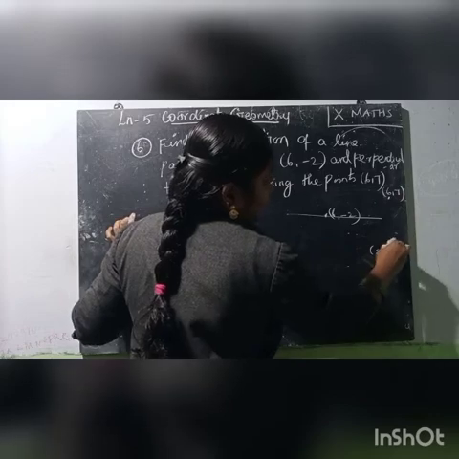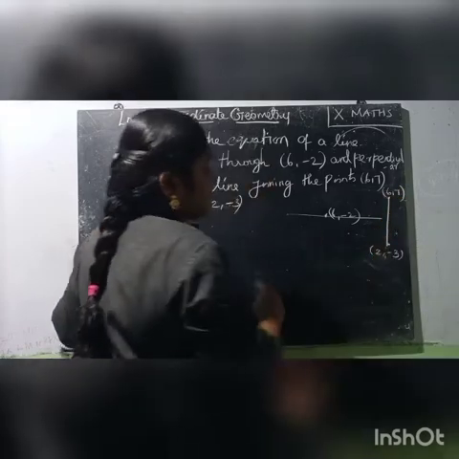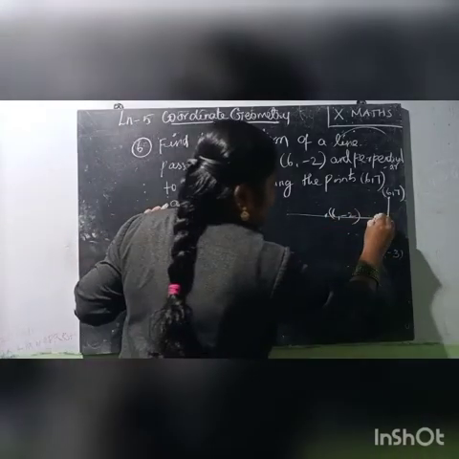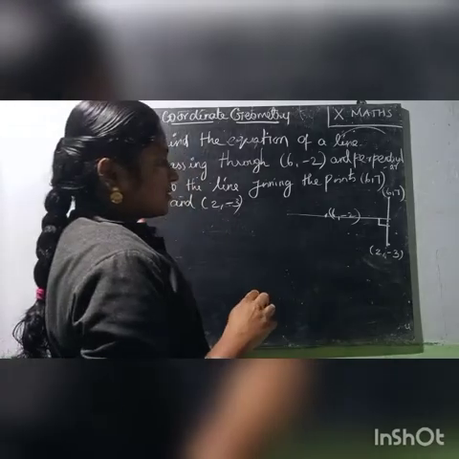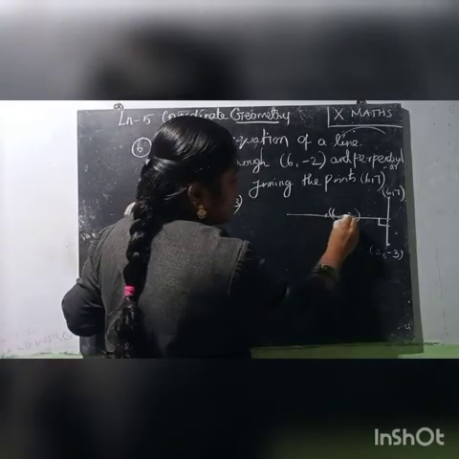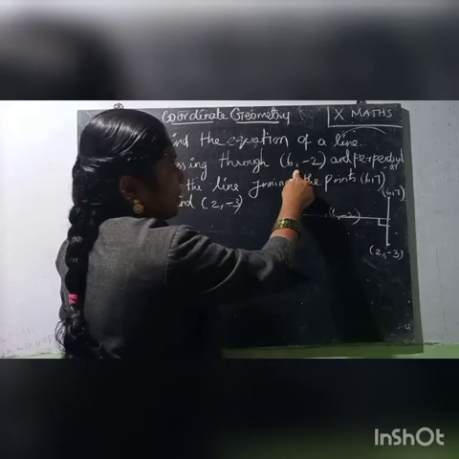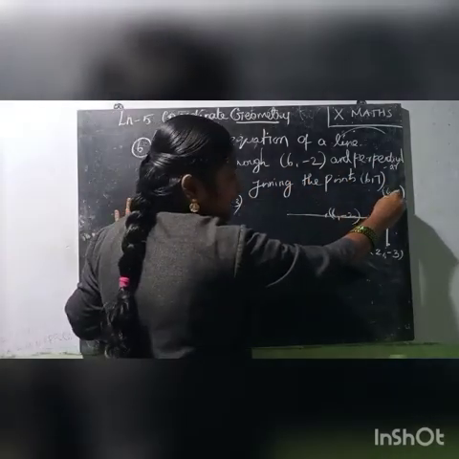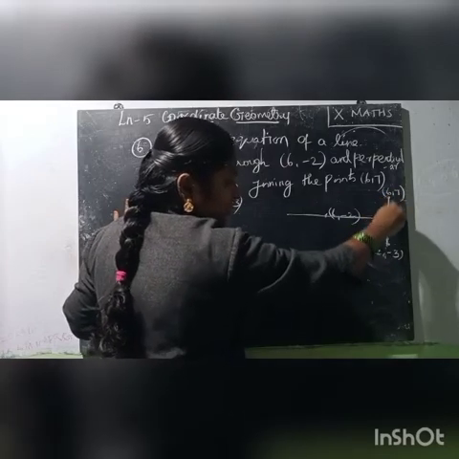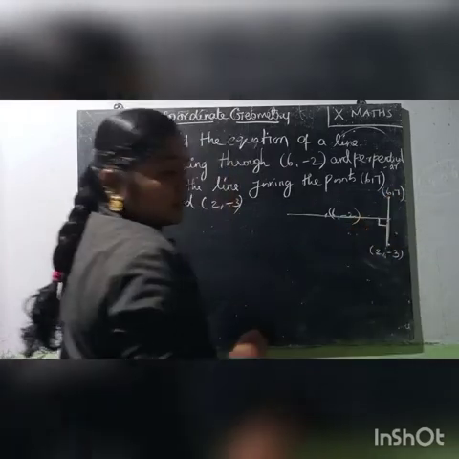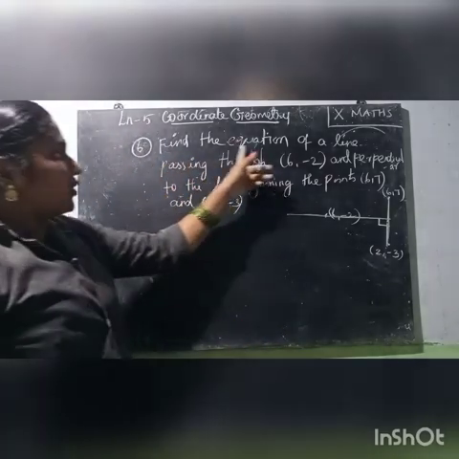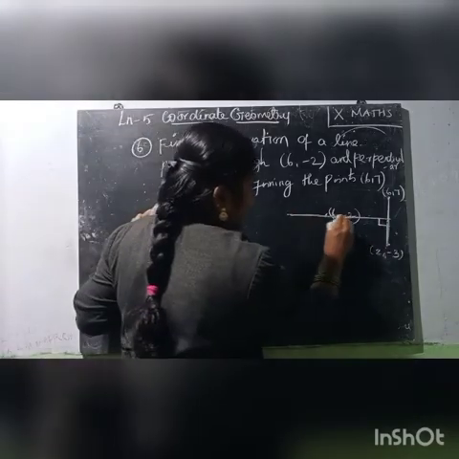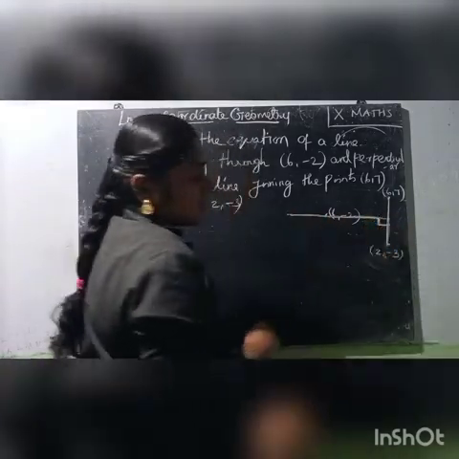Let me plot the 2 points. We are getting one straight line. Now this line is perpendicular to this line, so we can mark it like this. This is the line passing through the point 6 comma minus 2 and perpendicular to the line joining the points. If we join the 2 points, we get one line. Now these two lines are perpendicular. So now we are going to find the equation of this line.